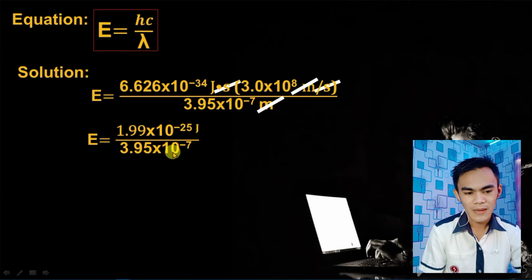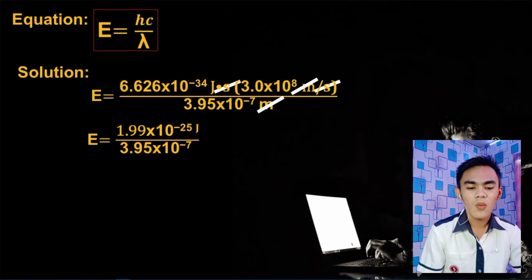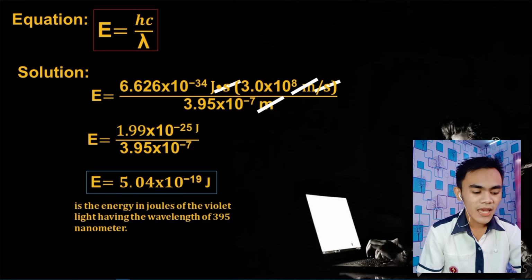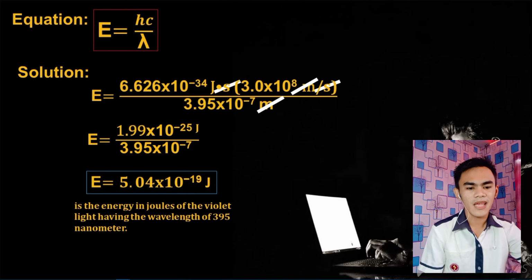And we copy our lambda, 3.95 times 10 raised to the power of negative 7. There is no unit because it is already cancelled out. So 1.99 times 10 raised to the power of negative 25 joules divided by 3.95 times 10 raised to the power of negative 7 is equal to 5.04 times 10 raised to the power of negative 19 joules. So that is the energy in joules of the violet light having a wavelength of 395 nanometers.